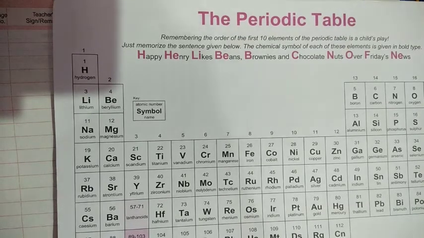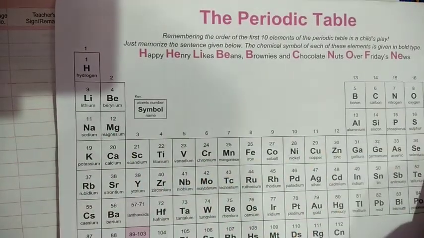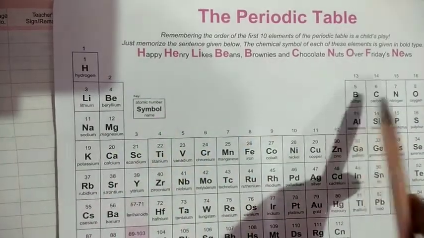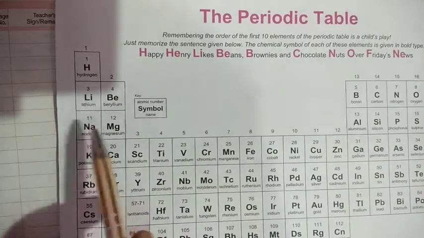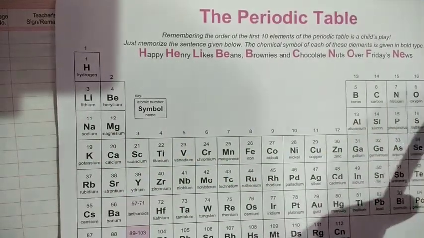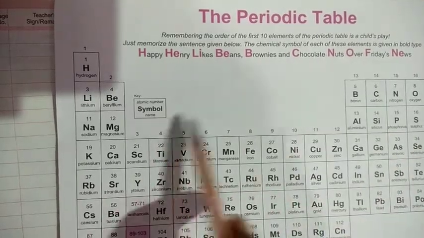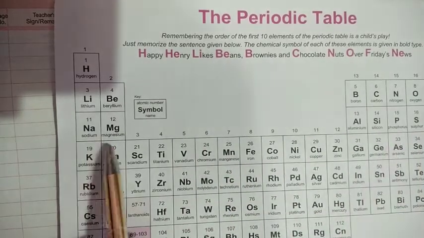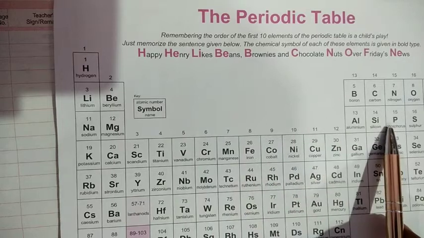Okay. And if we go left to right across the period, like hydrogen, helium, lithium, beryllium, boron, carbon, nitrogen, oxygen, fluorine, neon, sodium, magnesium, aluminium, silicon, phosphorus, sulfur, chlorine, argon. So atomic radius decreases across the period. Why? Because the number of electrons increases across the period.